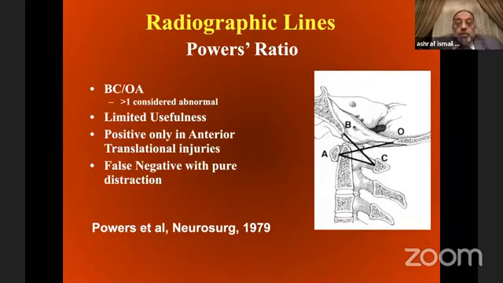The Powers ratio is the ratio between two lines: the basion to the posterior arch, and the anterior arch of the atlas to the opisthion, or posterior tubercle of the foramen magnum. Its importance is not that great.